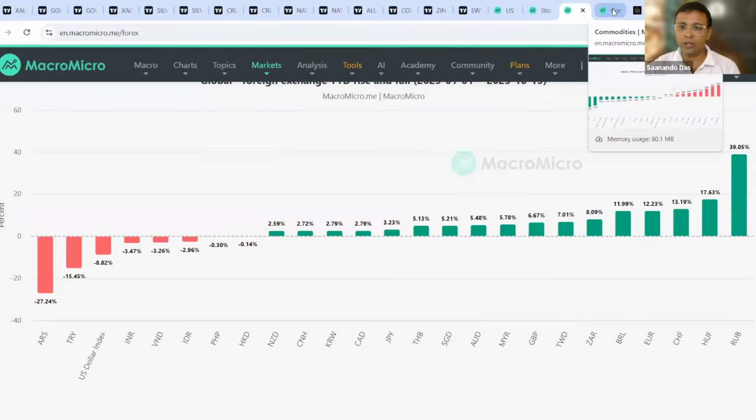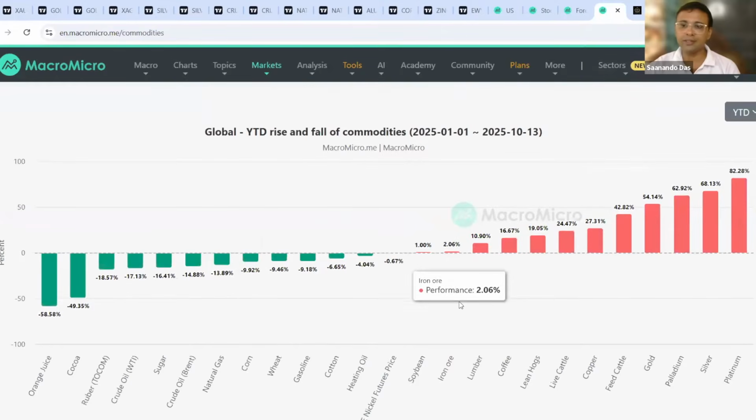Now we'll take a quick look at the commodities. This year, very early also, for those who have been watching, I've highlighted platinum. Platinum has turned out to be one of the best performers, up 82% plus this year. Silver is up 68%, the second in rank. Palladium, this was also highlighted by me in my previous discussions. Palladium is up 63%. Gold is up 54%.